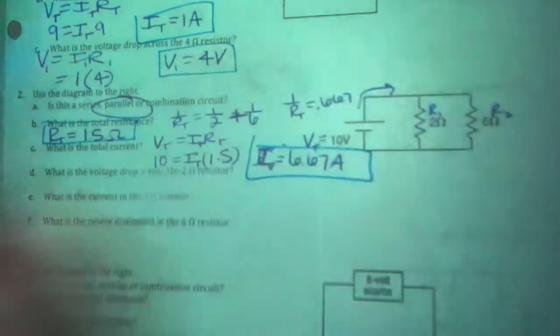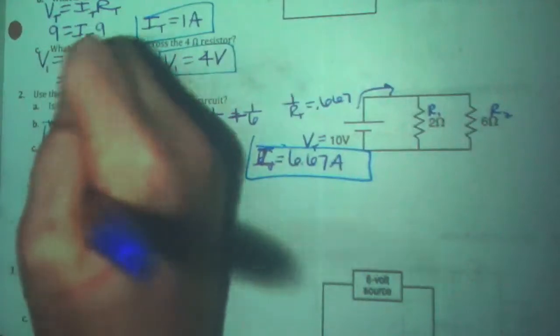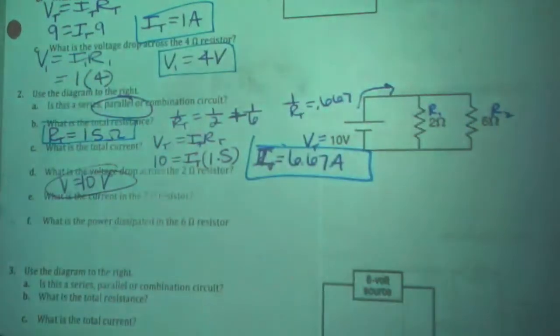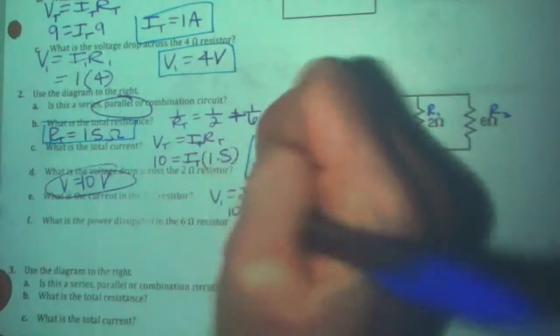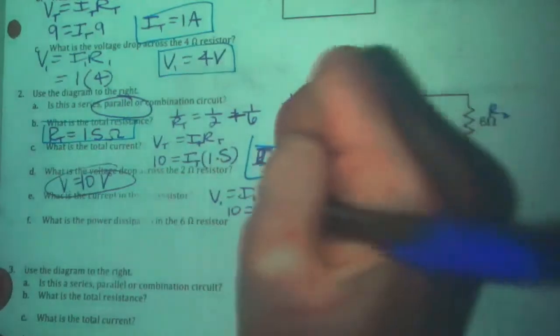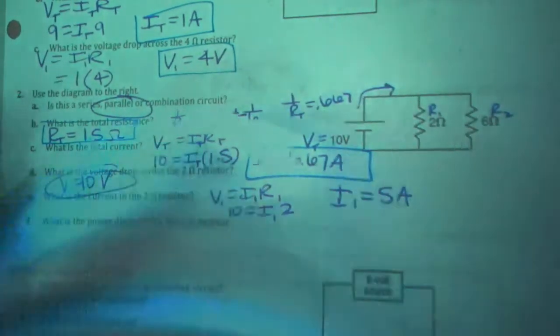Voltage drop across the 2 ohm resistor. Actually, a super easy question. V1 is going to be 10 volts because voltage is the same for a parallel circuit. You don't need to find it. Current through the 2 ohm resistor: I'm going to use V equals IR. I'm looking specifically for I1, so I'll use R1 and V1. V1 is just 10 volts, I1 is what we're looking for, R1 is just 2, so the current through the first resistor is 5 amps.